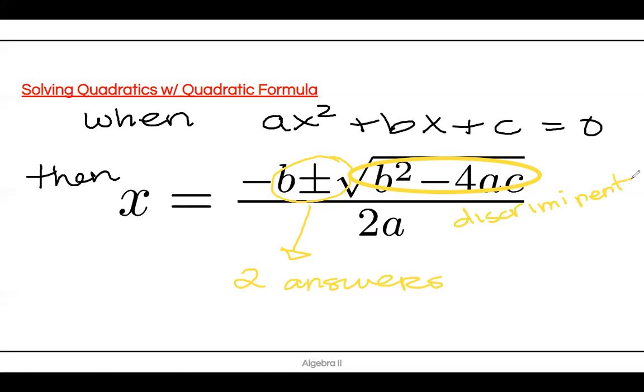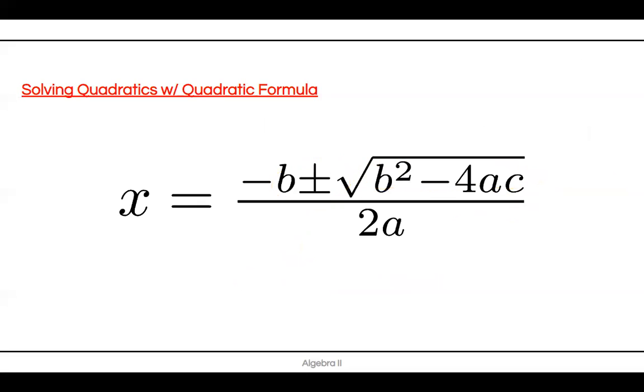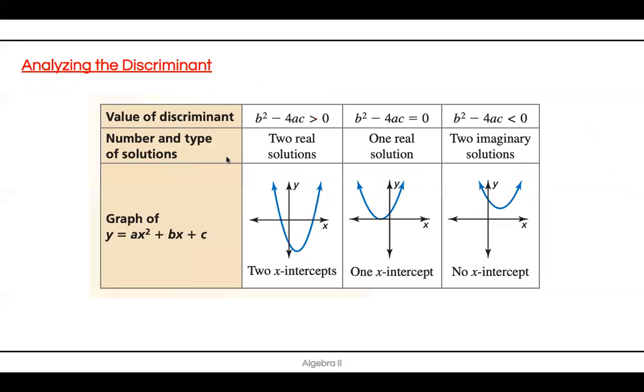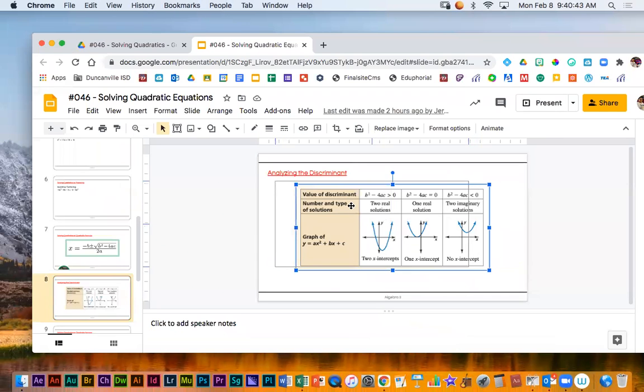Okay? And so the discriminant can tell you how many solutions you're gonna have. I'm gonna take this off and I'm gonna take you to the table to see about the discriminant. Okay, and let me make this a little bit bigger.